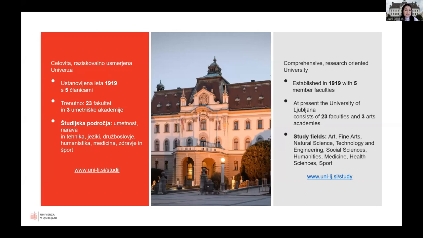Our university is located in Ljubljana, the capital of Slovenia, which is a very pleasant and useful city to live in. Our university was founded in 1919, and today it has 23 faculties and 3 art academies covering all fields of study. This central building that you can see on the screen, all 3 academies and some faculties are located in the very city center. Some of the most recent and modern buildings were constructed on the outskirts of Ljubljana, and the Faculty of Maritime Studies and Transport is located in Portoroz by the sea.